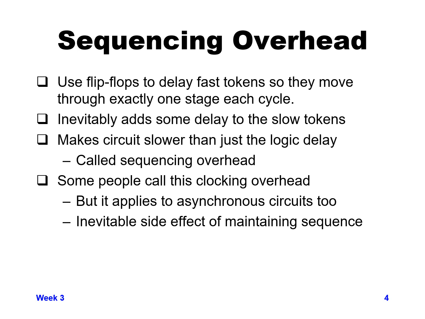So adding these sequencing elements does make the circuit slower than just having pure logic delay, and this is called sequencing overhead. Some people will call this clocking overhead, but you're going to have this type of overhead in asynchronous circuits too. Asynchronous circuits are ones that don't use a clock. They let things go through without clocking. But if we want to maintain the sequence of events in the right order, it's an inevitable side effect that we have to have this sequencing overhead.